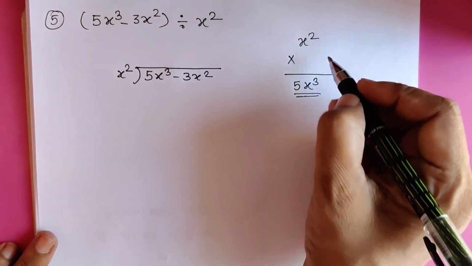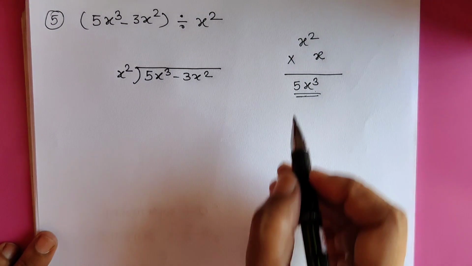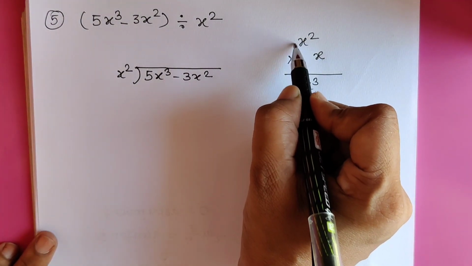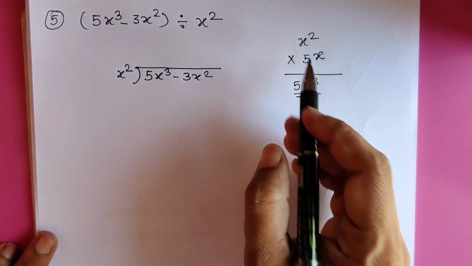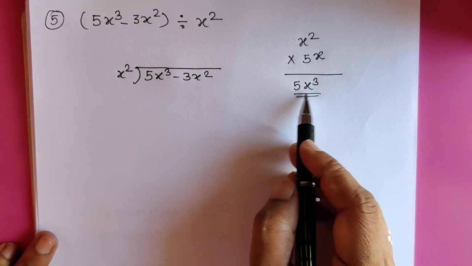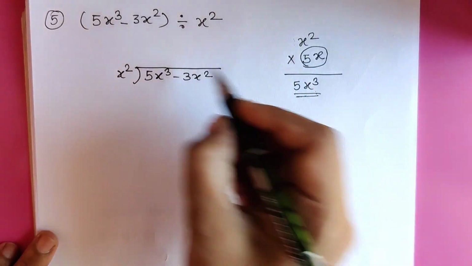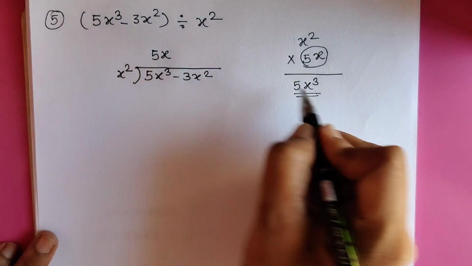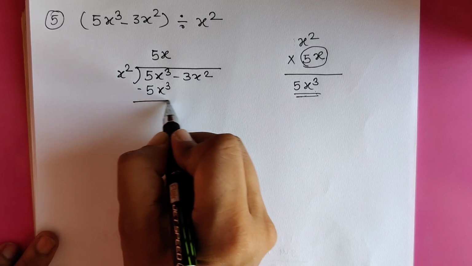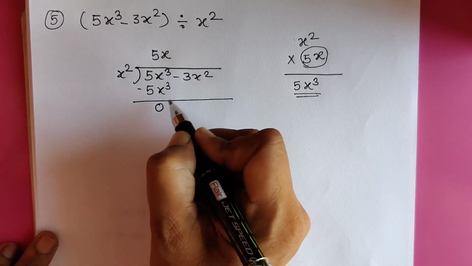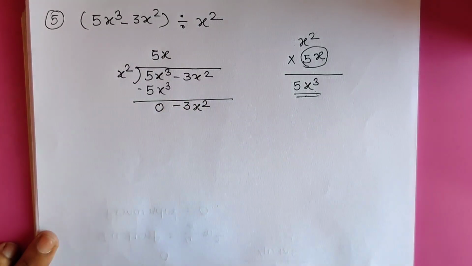So x square multiplied by only x, we get x cube. Correct? And now no coefficient is there, means 1 is always there. So 1 multiplied by 5 is 5 we get. So x square multiplied by 5x, we get 5x cube. So this 5x we write in the quotient. This answer 5x cube we write in the dividend. We subtract here. So first step we get 0. Now second term we have to copy down, minus 3x square.